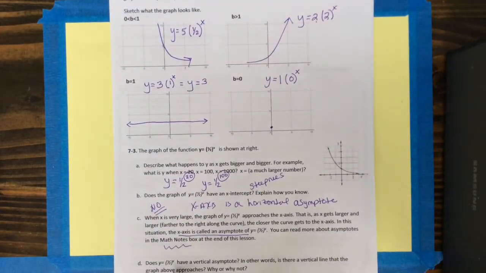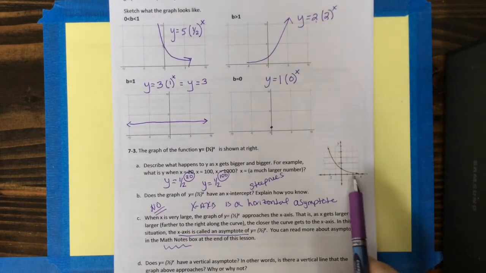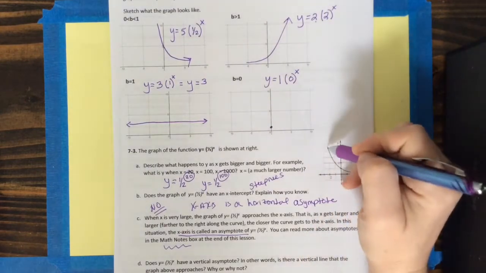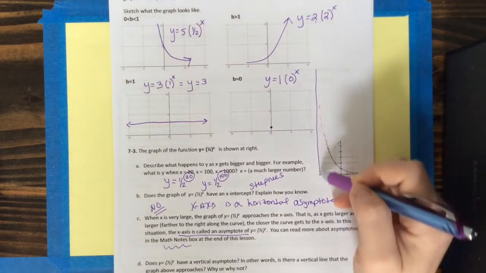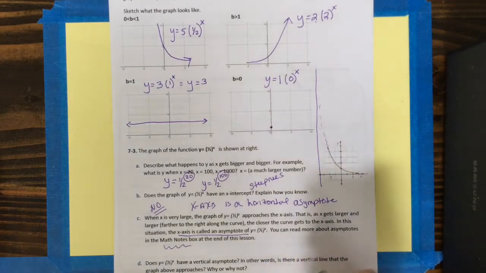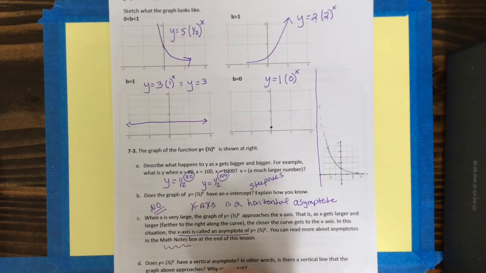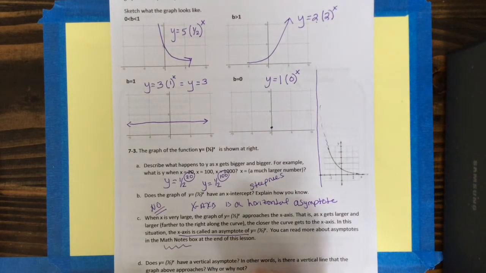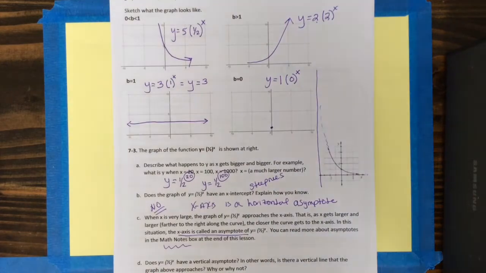So does y equals 1/2 to the x have a vertical asymptote? In other words, is there a vertical line that the graph approaches? If it keeps going this way, what vertical line is it going to approach? Well, there really isn't a vertical line here. So that vertical line is non-existent. There is no vertical asymptote in this case.